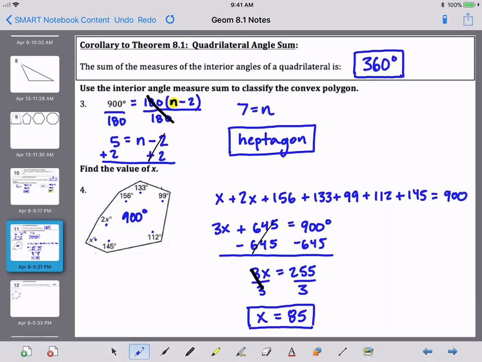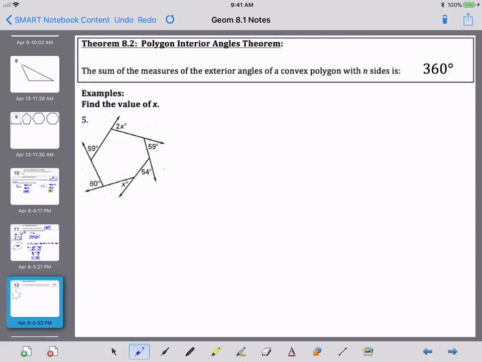Okay. Let's look now at the exterior angles. Examples 1 through 4 were all dealing with the interior angles. But if you take a look at example 5, those are not interior. These 6 angles here are on the outside, so we call those exterior angles. So this should actually say exterior here.